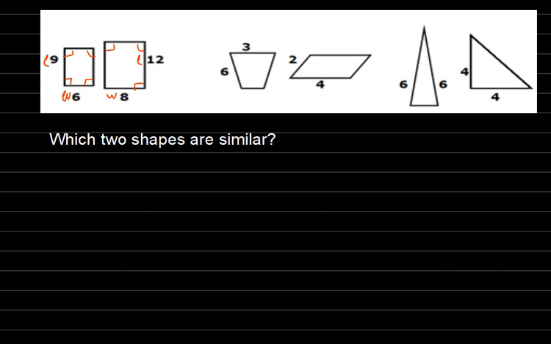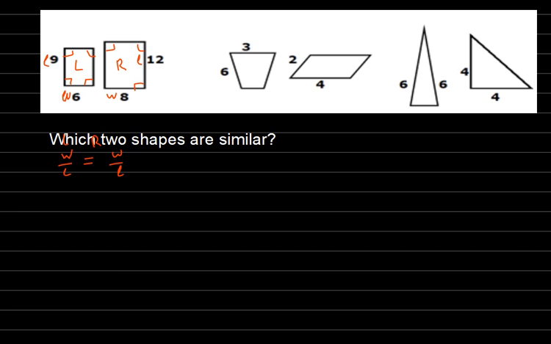Based on the numbers given to them. The length is always the longer side. So you can do width over length for the left side versus the right side. So do left and right, and they have to be exactly the same. If they're not, then you do not have similar shapes.